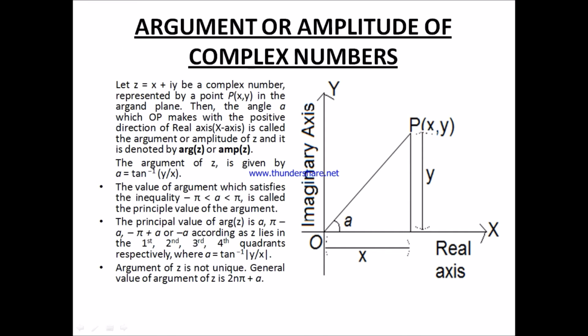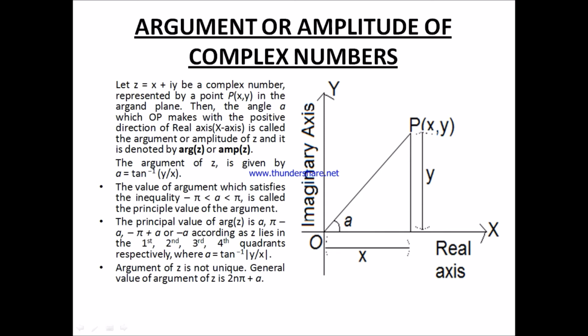Now what is an argument or amplitude of a complex number? As we can understand from the given image, this alpha is the argument or amplitude of the complex number z, which is represented as (x, y) in the Argand plane. This argument of a complex number is the angle formed by the vector OP with the real axis. Its value is equal to tan inverse of the imaginary part y by the real part x.